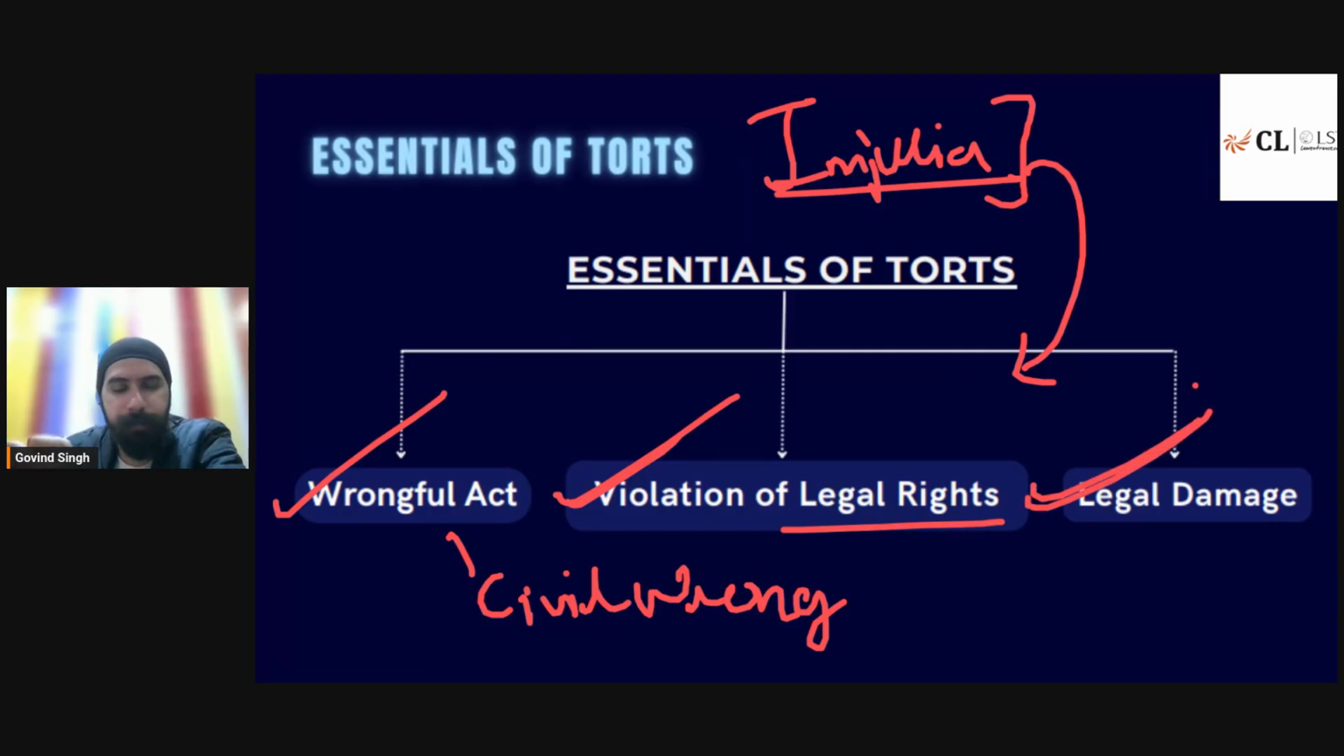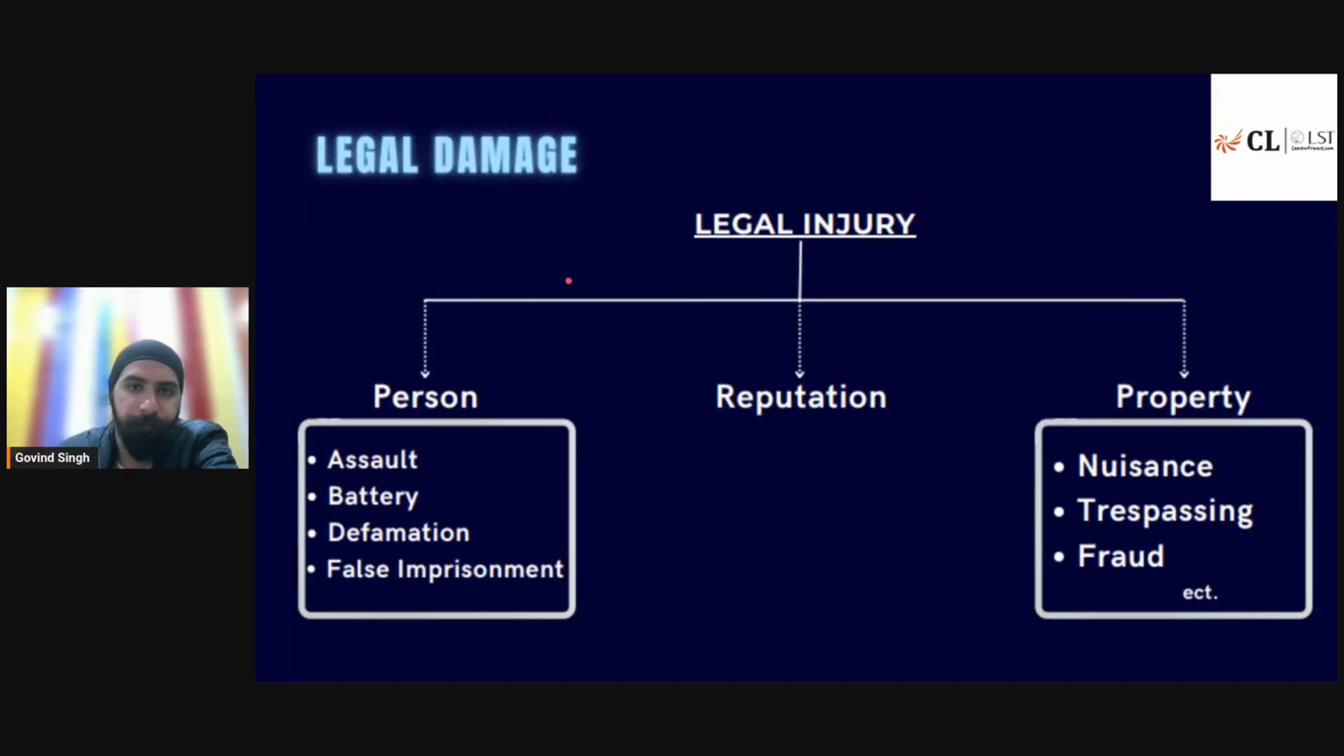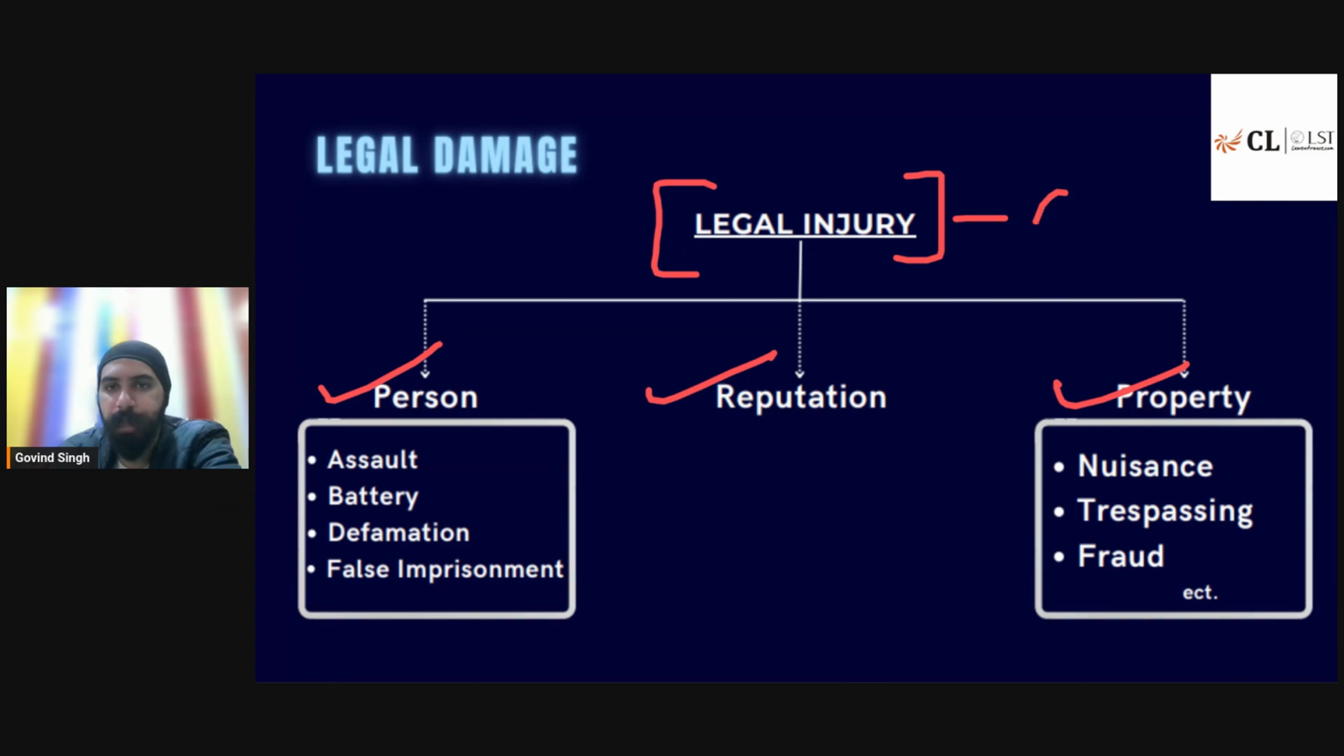So there has to be violation of legal rights and there has to be legal damage arising out of it. What type of legal damage? We also studied that there can be three types of legal damages arising out of a tort. What were these? Three types were damage to person, damage to reputation, or damage to property. So the three different types of legal injury can cause damages and thus result in a law of tort, right? So what are the legal damages?